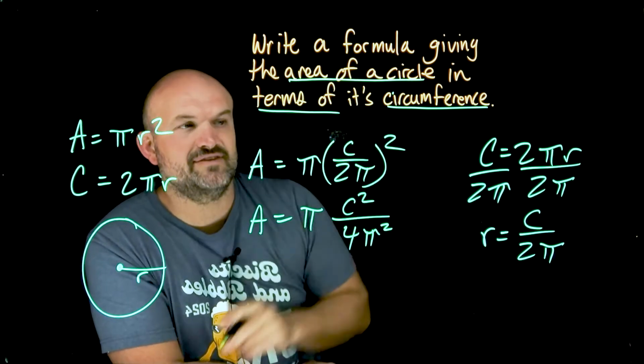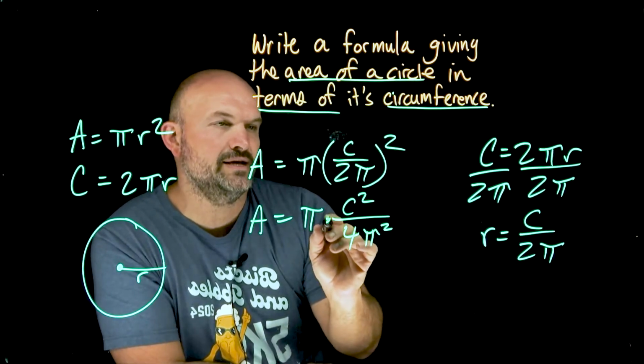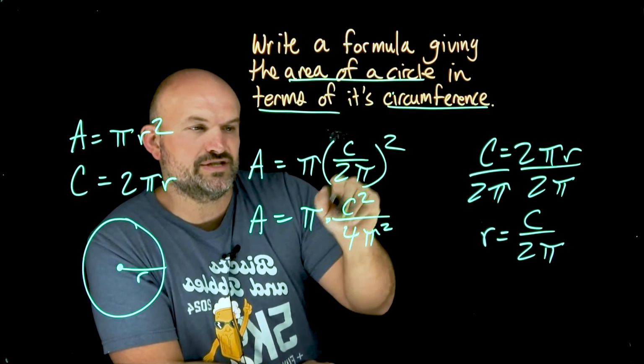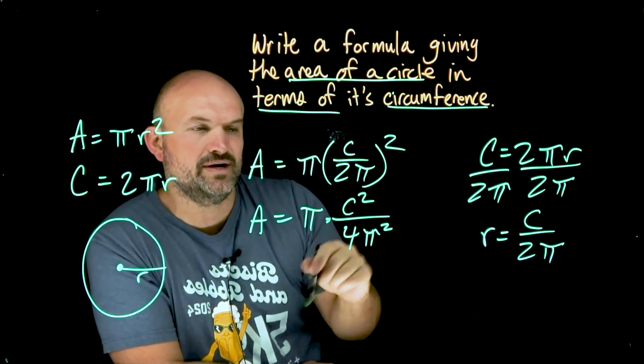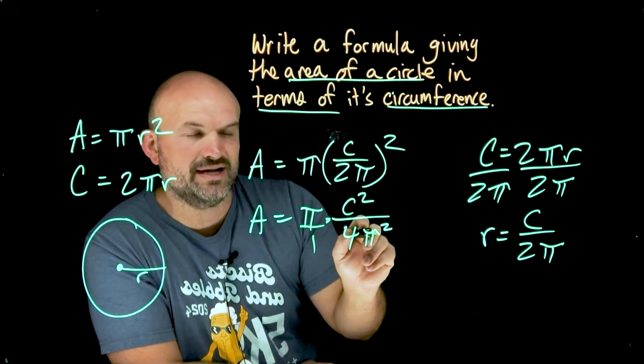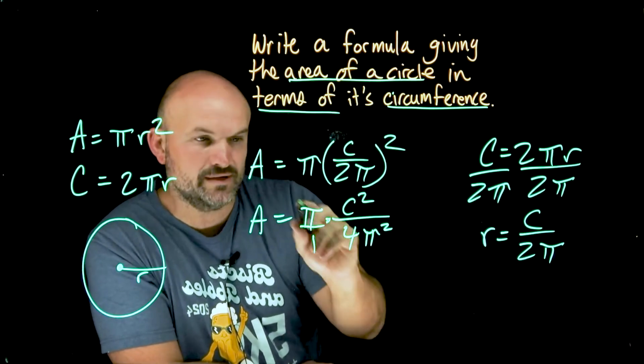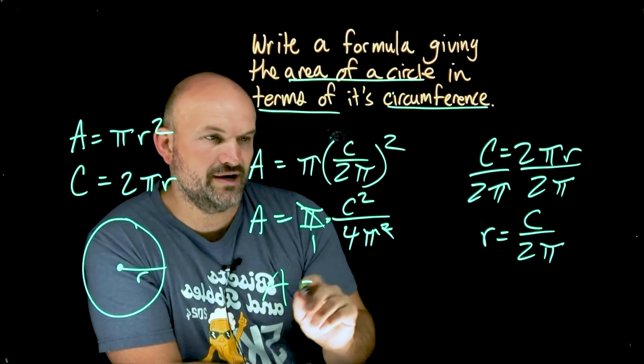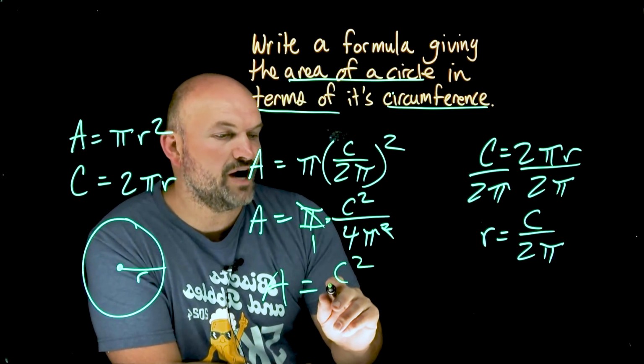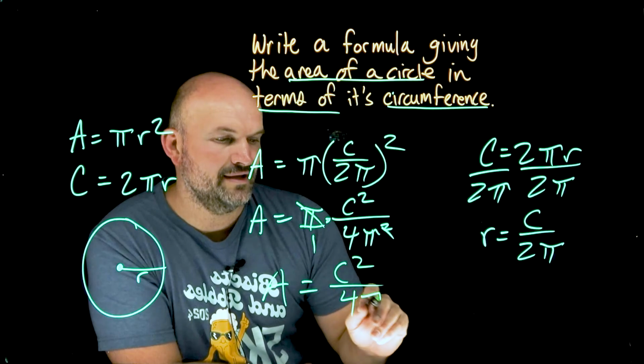Just remember, c divided by 2 pi, squared, means you're going to square everything. So c squared, 2 times 2 is 4, and pi squared. Now notice I have a pi in the numerator as well as a pi in the denominator because it's squared, so I'll get rid of one of those. Therefore, area is equal to circumference squared divided by 4 pi.